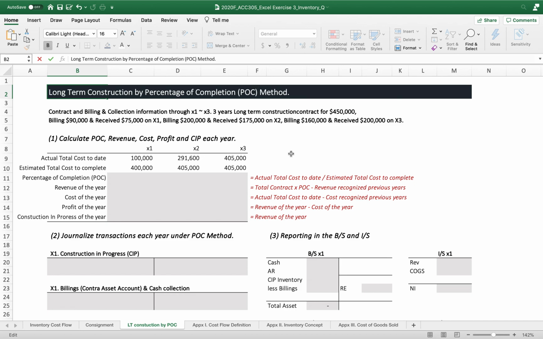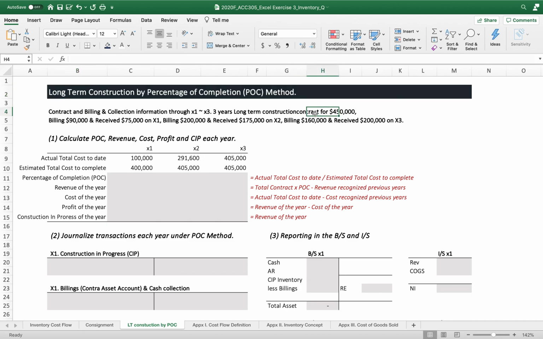So let's start this exercise based on the long-term construction by POC method. Contracts and billing and collection information through year 1 to year 3. It is a 3-year long-term construction contract for $450,000, billing 90,000 and received 75,000 in year 1, and the billing amount and received amount for year 2 and year 3.